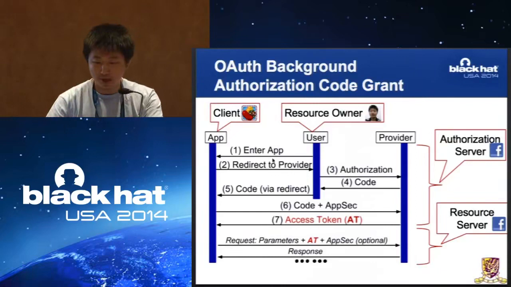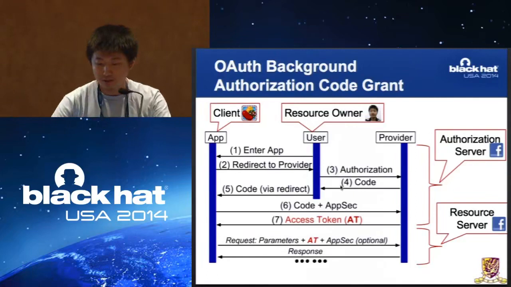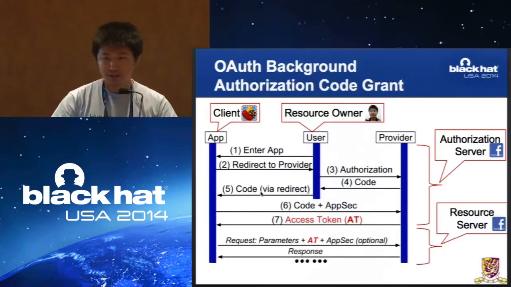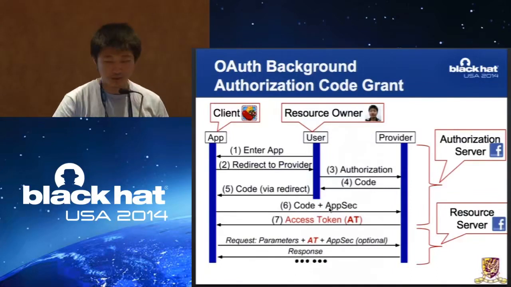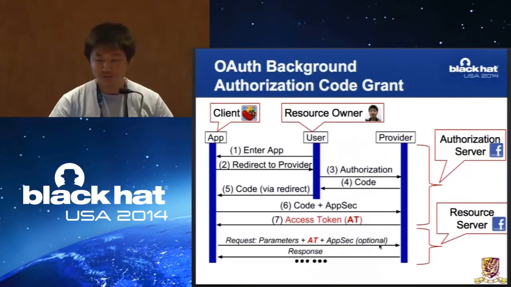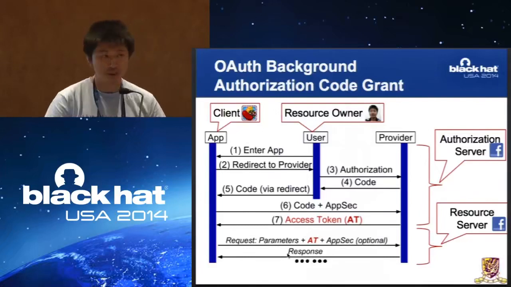So from 1 to 3, you already know that the user authorized on the provider, which returned the code. And after this, there's something happening in the background. That is, the app will use the code together with the app secret we mentioned before to request the access token in this flow. And after that, the app can do some request, say post status. And here, the app will send parameters plus access token and app secret. This is optional, we'll show you later. And the provider will give some response, say the status posting successful or not, or here's your friend list.